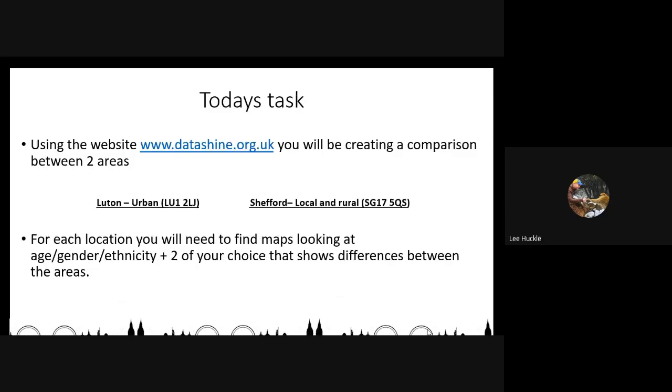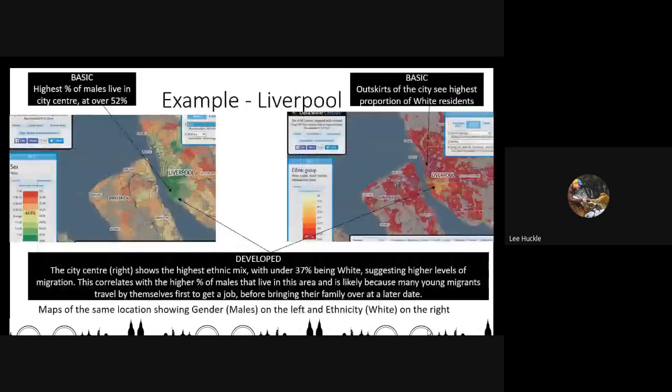And DataShine is a really good data analysis tool which allows you to explore different areas by postcode. And we just had a general look together on the board. We looked at Luton, the urban area of Luton, LU1, and we compared it to Shefford, looking at SG17 5QS, which is actually the postcode of the school. So we found the maps for those two areas, we explored the areas and looked at how to use DataShine. And then I also used an example of Liverpool here.